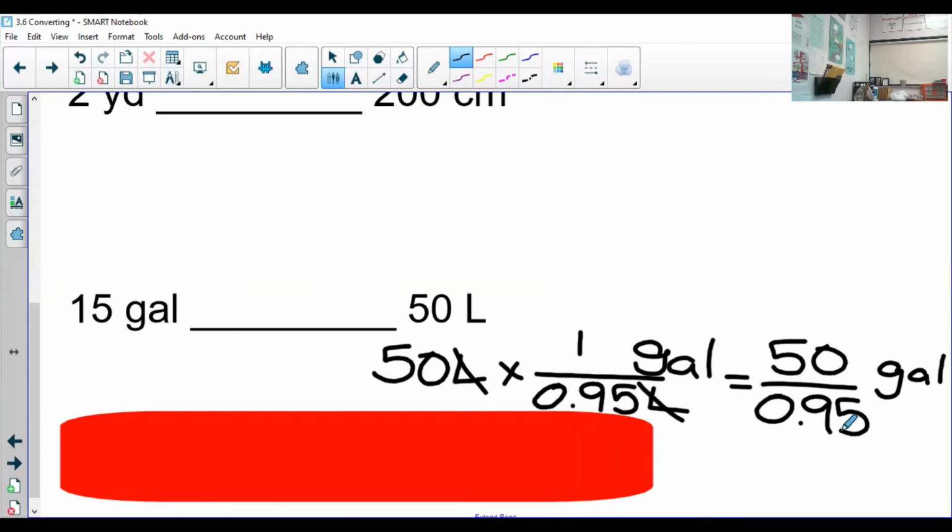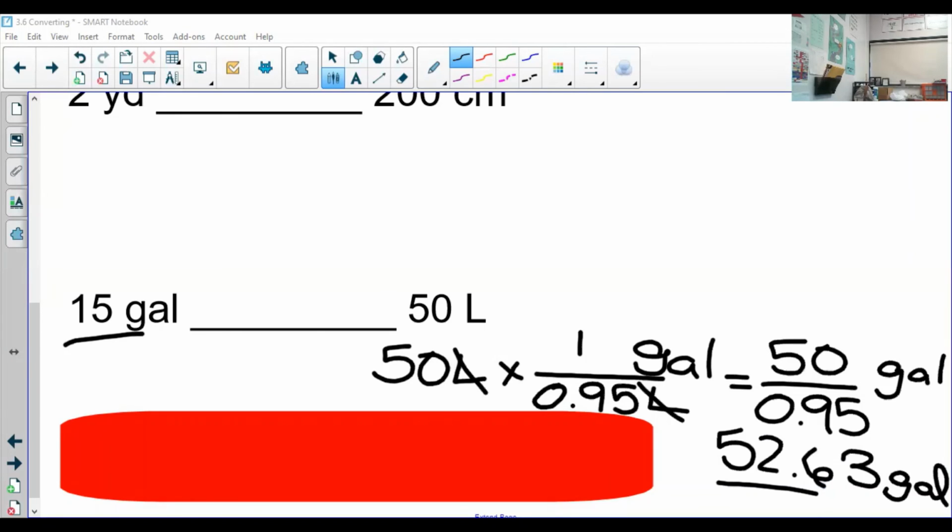Grab my calculator. 50 divided by 0.95 is 52.631. So the 1 tells us to stay the same. So 52.63 gallons. So what's bigger? 15 gallons or 52 gallons? Well, definitely the 50. Did I divide that right? 50 divided by 0.95. I did. Okay. Definitely the 50 liters is going to be bigger. Okay.